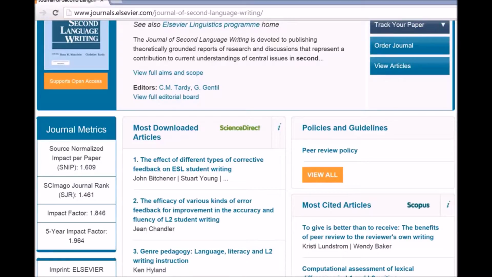It takes a number of years for a journal to get an impact factor. So if it's a brand new journal, it won't have one. And that raises a red flag, although many journals are new journals and don't have them. You can also look very briefly here at the most downloaded articles. And this at least tells you a little bit about what is popular in the field.